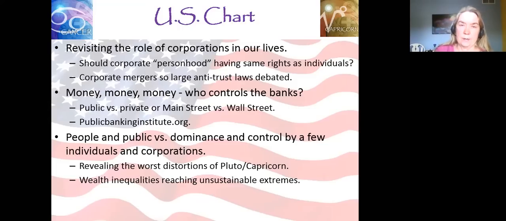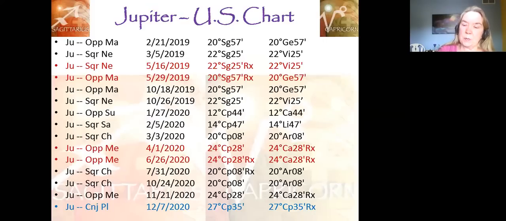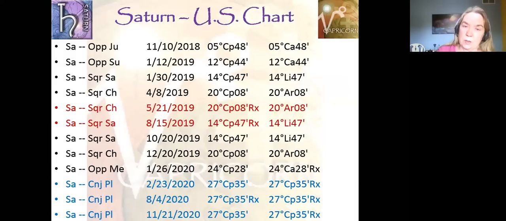All right, let me move on. I just put in these aspects of transiting Jupiter through Sag and Capricorn with the U.S. chart to show you how active Jupiter is in addition to the Pluto transit to natal Pluto. And I also put in the Saturn transits through Capricorn with the U.S. chart in that Cardinal Grand Cross to show you how active those are as well.